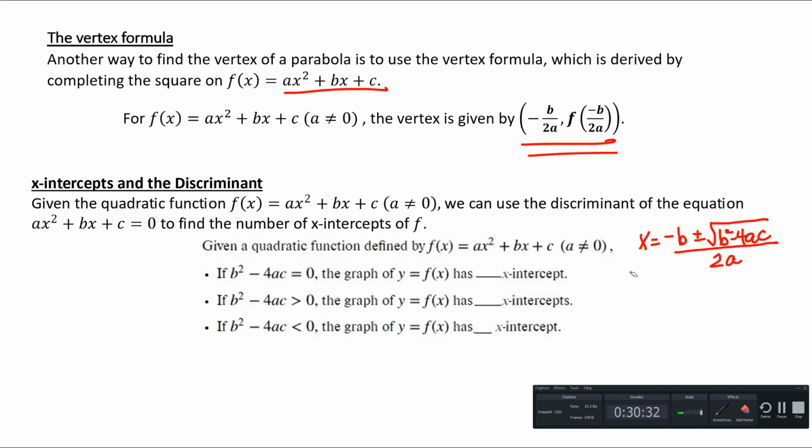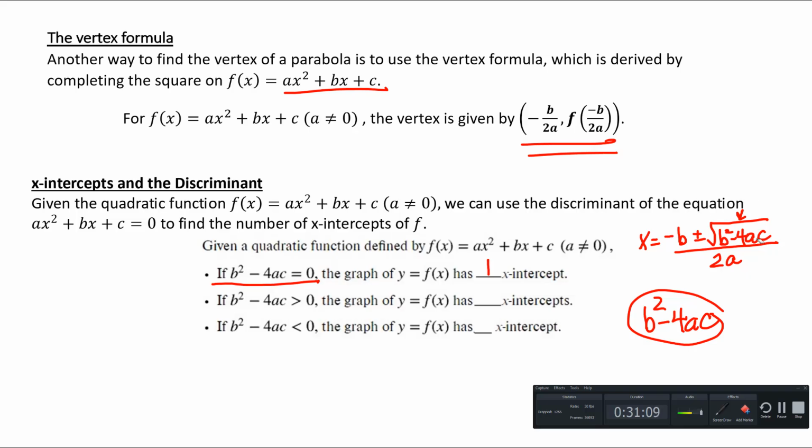So if you take that discriminant, b squared minus 4ac, that's the stuff inside. If you take your function, plug it into there, and you get 0 for that value right here. So if b squared minus 4ac is equal to 0, then the graph of your function has one x-intercept, because that means if this thing is 0, then your only solution is negative b over 2a, because that whole square root stuff just disappears if it's 0. So there's one solution, one x-intercept, which is negative b over 2a.